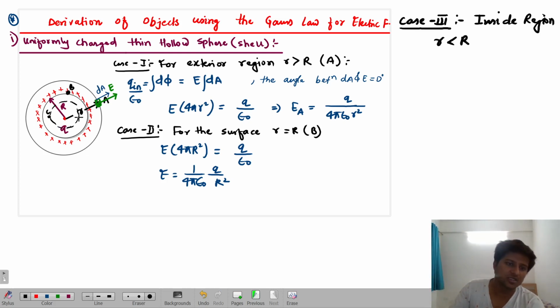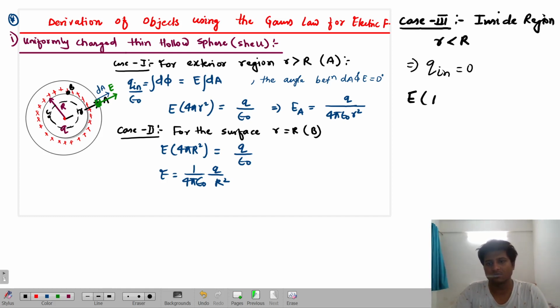But how much charge is enclosed within that region? See, if a conducting body is there, the charge will remain on the surface, isn't it? Inside there will be no charge because it is a hollow sphere. Are you able to get me? So inside there is no charge. That means Q enclosed is how much? 0.